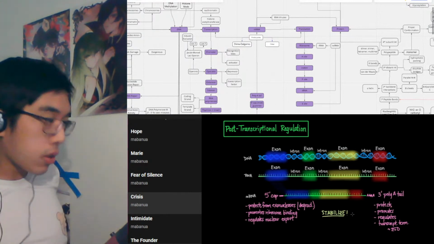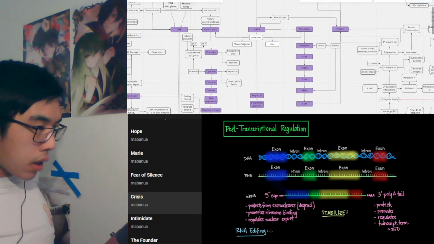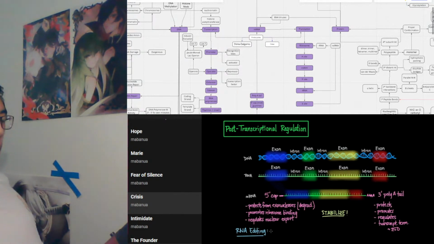Now, as we additionally talked about earlier, there's one more type of RNA regulation called RNA editing, which is a process that results in sequence variation of the RNA molecule and is catalyzed by various enzymes. RNA editing is relatively rare, and these events may include insertion, deletion, and base substitution of nucleotides within the edited RNA molecule.